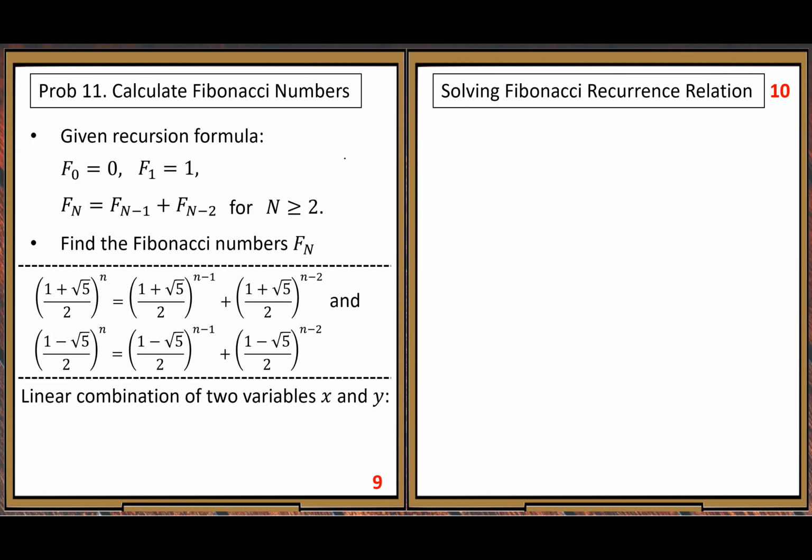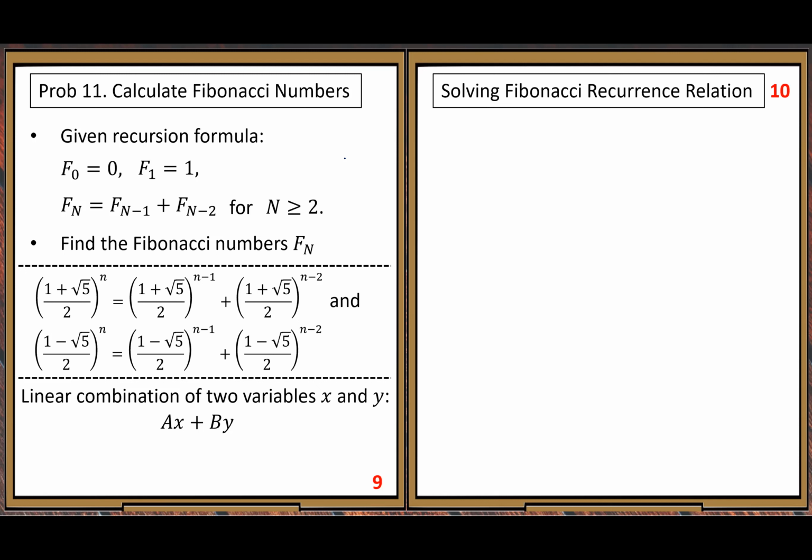Why linear combination? First, we have linear equations, so the structure is linear. Second, it's easy and simple, so we do not need to deal with a lot of complexity. This is the linear combination.